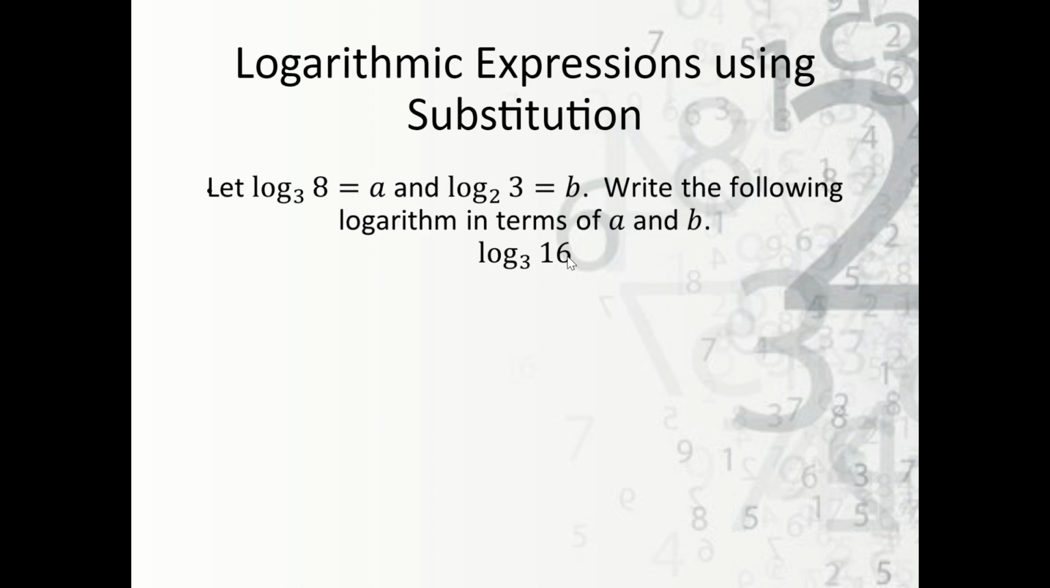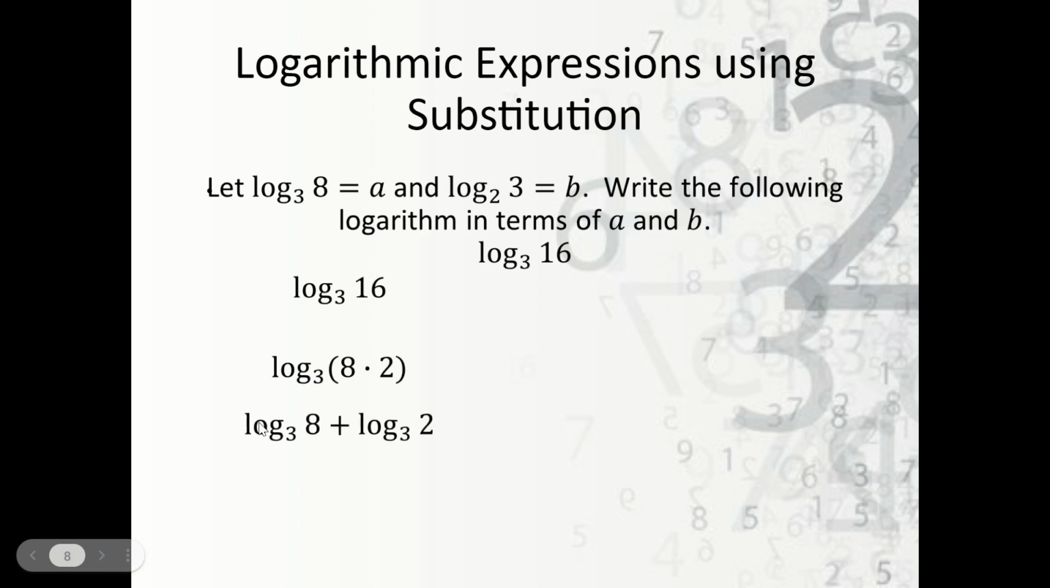Well, what we should notice here is that we have log base 3 of 16. Well, that's kind of close to log base 3 of 8, right? That's really 8 times 2. So let's go ahead and change this to be 8 times 2. That way we can pull out that log base 3 of 8. So really, when we rewrite this, we can say that log base 3 of 8 plus log base 3 of 2 is equal to the same thing as this. So now we have log base 3 of 8, which in this case is a. So we can rewrite that as a. So that's a plus log base 3 of 2.